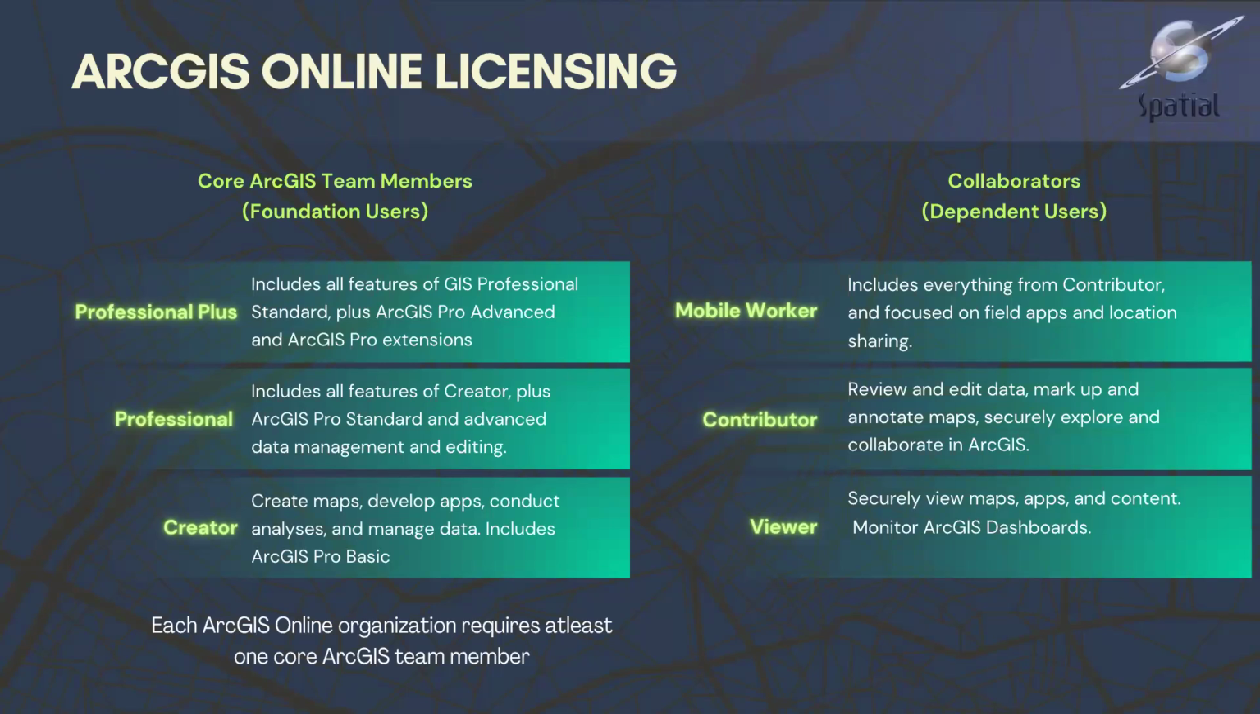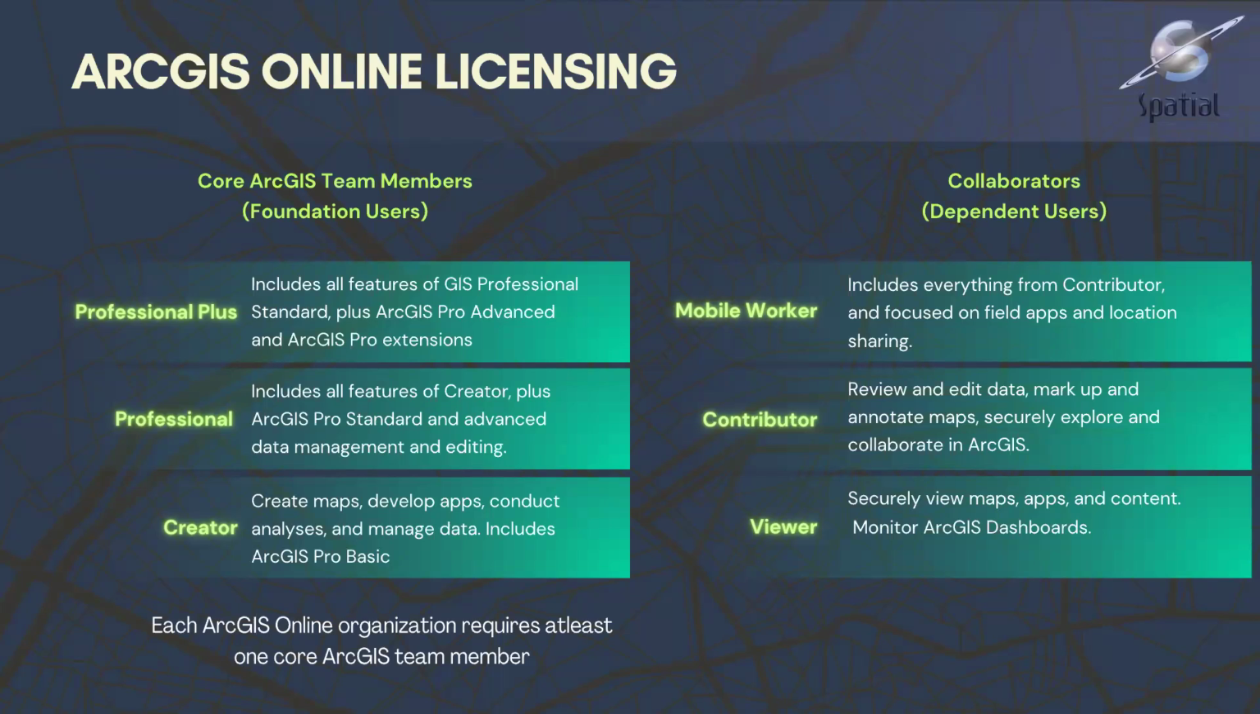And lastly, on the core ArcGIS team members, you have the Professional Plus, which I like to call the big boy. It's the most advanced GIS license, and it includes ArcGIS Pro Advanced and premium analytical extensions like your 3D analysts, your spatial analysts, network analysts, geostatistical analysts, and many more extensions. So with that Professional Plus license, you actually get access to all those extensions. This is perfect for your GIS experts, urban planners, and environmental analysts handling complex geospatial modeling, terrain analysis, and high-level cartography. So you can call it your final boss.